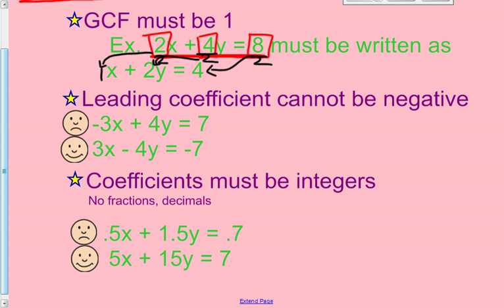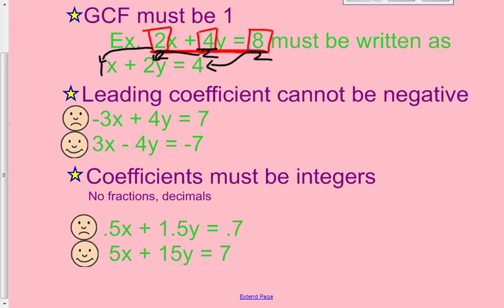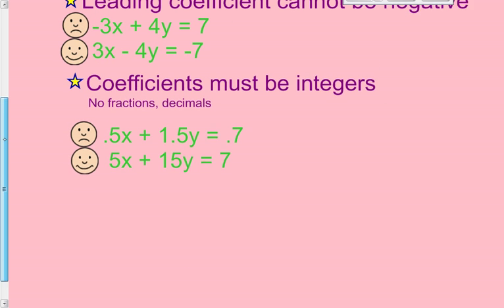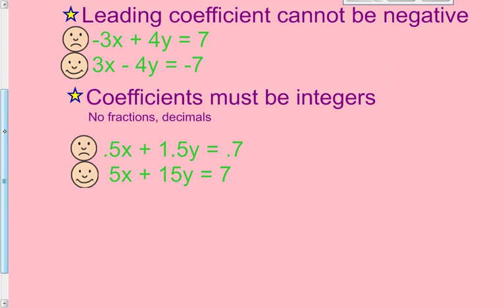So make sure you recognize that as you're going through your work. Make sure that all your coefficients are reduced to their greatest common factor. All right, the next rule is that the leading coefficient cannot be negative. So if you get something like this, a negative 3x plus 4y equals 7, that coefficient in front of x can never be negative. That's just one of the rules of standard form.